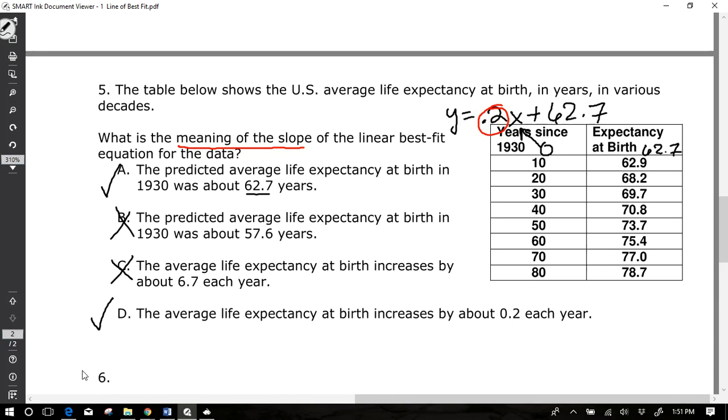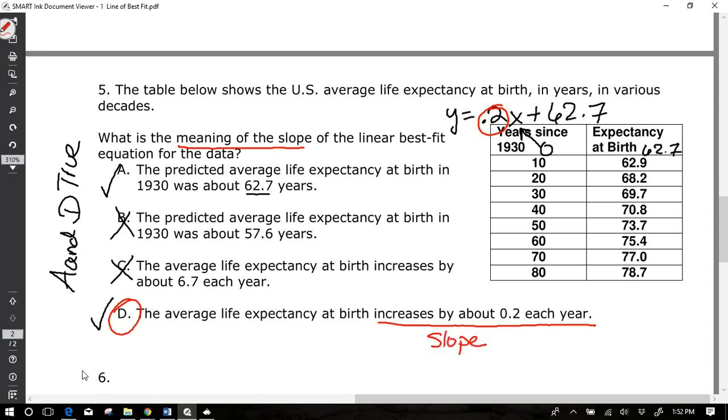All right. So sometimes in our notes we get more than one correct answer. So A and D were both correct. We found 2 true statements. A and D are both true statements, but let me go back and reread the question. That's very important. What is the meaning of the slope? The slope. It increases by about 0.2 each year. D is the only one talking about the slope.